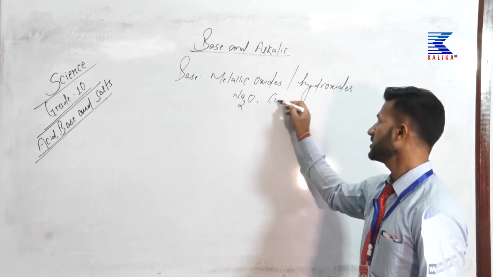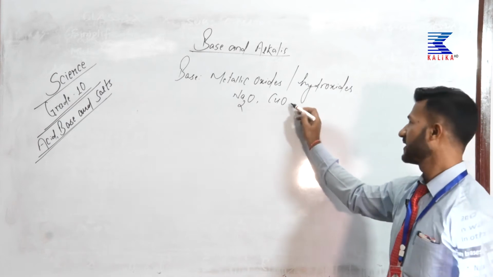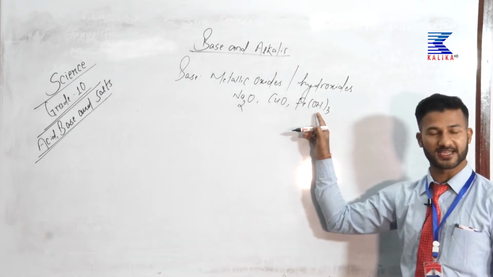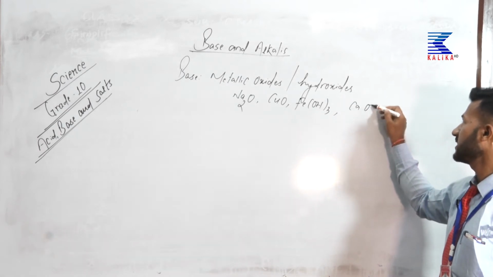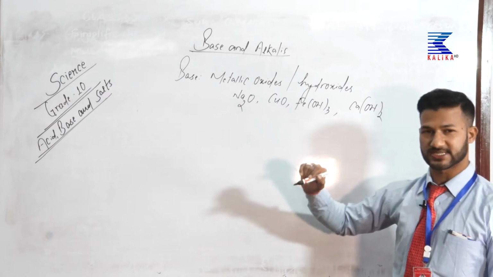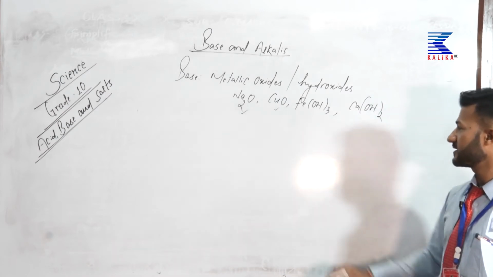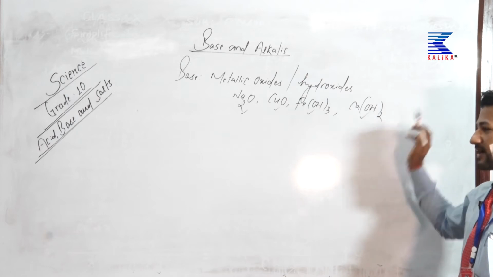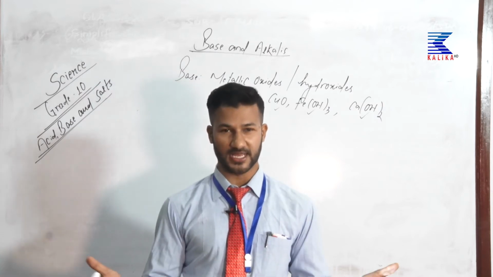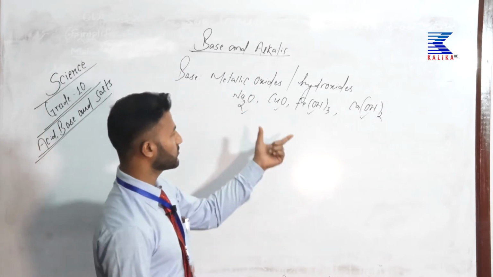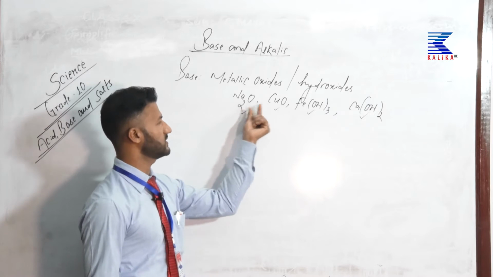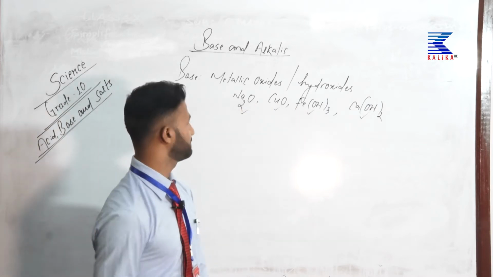Likewise, CuO, copper oxide. Likewise, Fe(OH)3, ferric hydroxide. Likewise, Ca(OH)2, calcium hydroxide. These are all bases: metallic oxide, metallic oxide, metallic hydroxide, metallic hydroxide. Anyway, base means either metallic oxides or metallic hydroxides. So this is quite easy to understand. There must be metal anyhow. Then if oxygen or hydroxide comes, no matter, it would be a base.